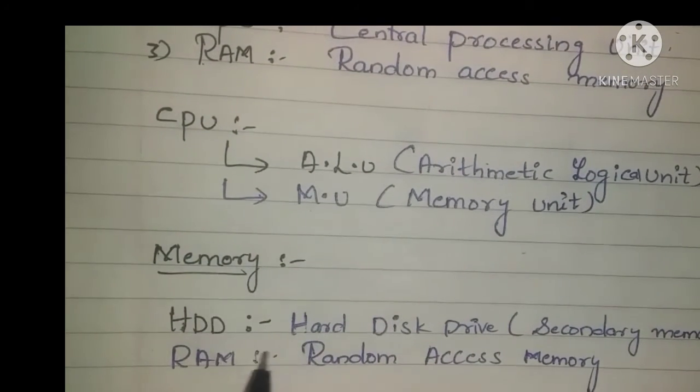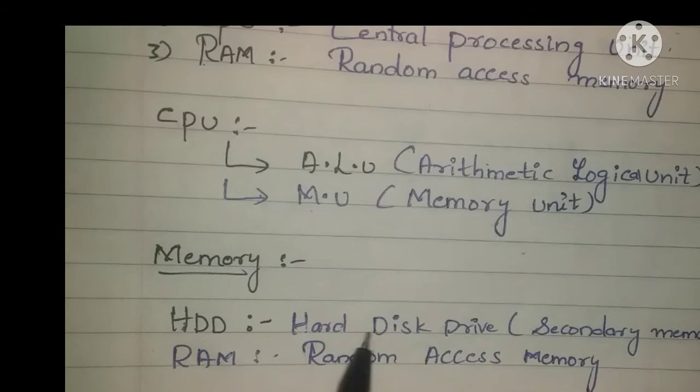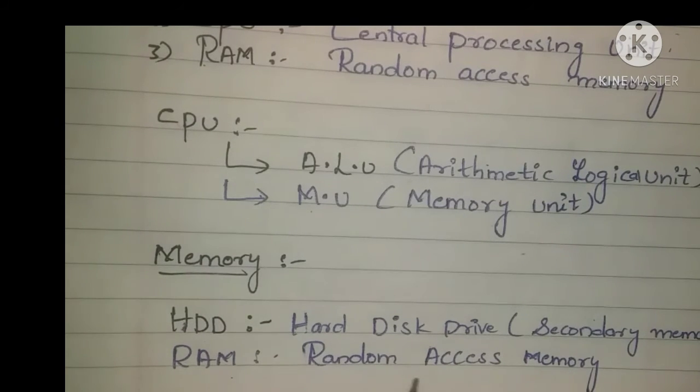Next, memory unit. So in this memory, hard disk drive HDD, which is a secondary memory, and RAM, random access memory. These are memory units in the computer.